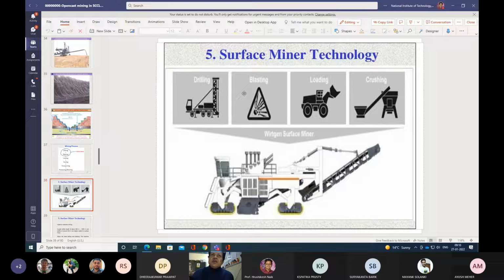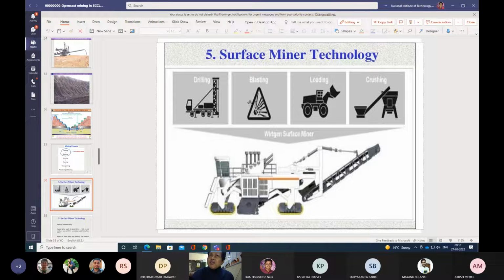And you know that if you are going to blast the material, it will create environmental problems. Ground vibration, the ground will vibrate and the nearby structures will be damaged because of the blasting ground vibration.